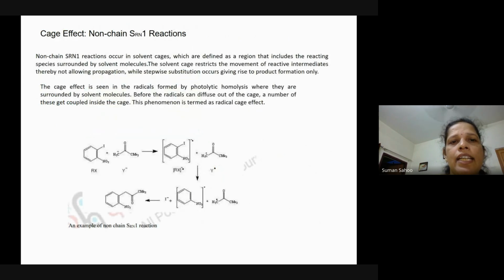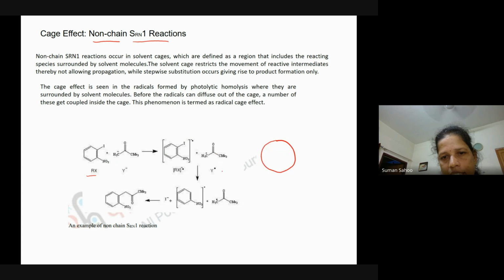So there is one case where you do not have a chain SRN1 reaction. What happens here? It occurs in your solvent cages. So in solvent cages, if it occurs, there is a chance of actually only maybe one molecule or two molecules. So it does not have a chance to react with the initial substrate. Suppose you just see this one. In this case, actually first what happens, it forms the radical anion.